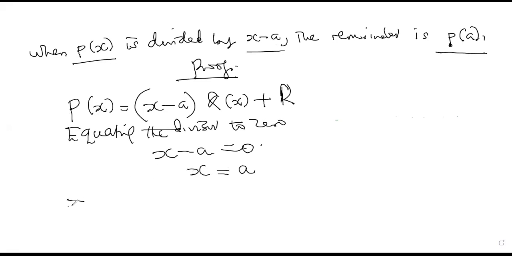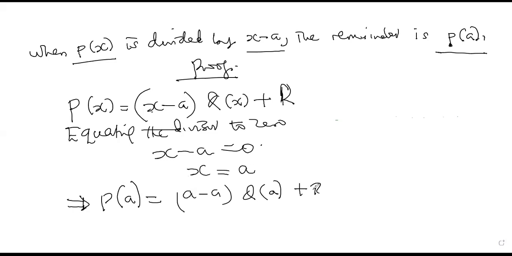It means that if X is equal to A, it would mean that P of A is going to be equal to, this would be A minus A, which would be 0. So first say A minus A, because wherever X is, we are putting A. Then Q of A, then of course plus R. So P of A is equal to 0 times Q of A, that is 0, plus R, meaning that the remainder is equal to P of A, and we have proved it.